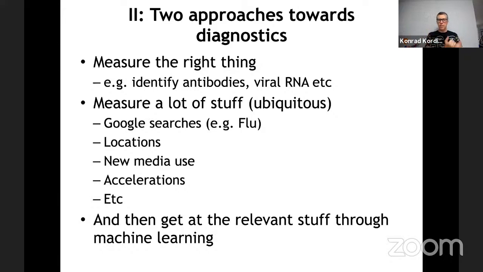The alternative in the realm of diagnostics is you just measure lots of stuff. Maybe the queries that you put into Google and where you are and how you use media and the way you move, the accelerations in everyday life, and hope that if we combine all of these things together, we get good estimates. You can see the advantage of the first approach is that it really gets you at truth very directly. The advantage of the second is that it's very, very scalable, that we could basically build that at crazy size.